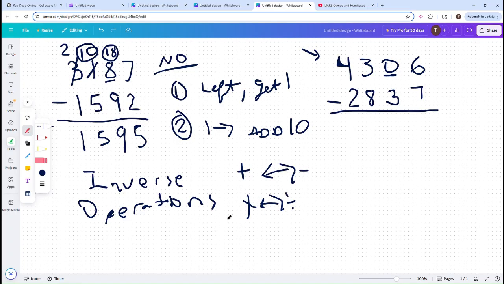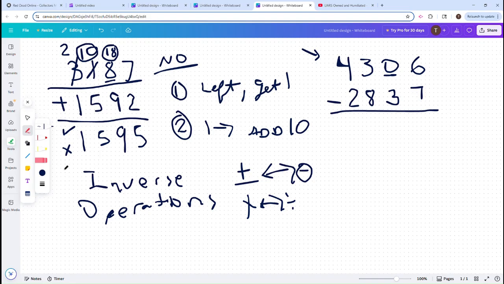This means that if you have a subtraction problem and you're not sure of the answer, you can always check that answer with the inverse operation. So in this instance, if you add 1595 plus 1592, you should get 3187. And if you don't, then this answer is wrong. But it's, of course, right, because I did it. If you're ever unsure about a mathematical venture that you've done, there is an inverse operation that you can use to check.